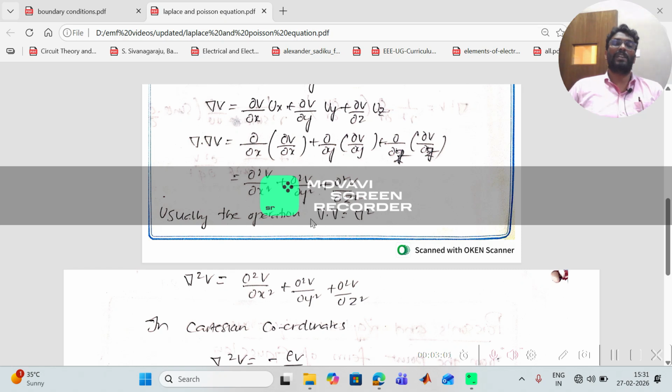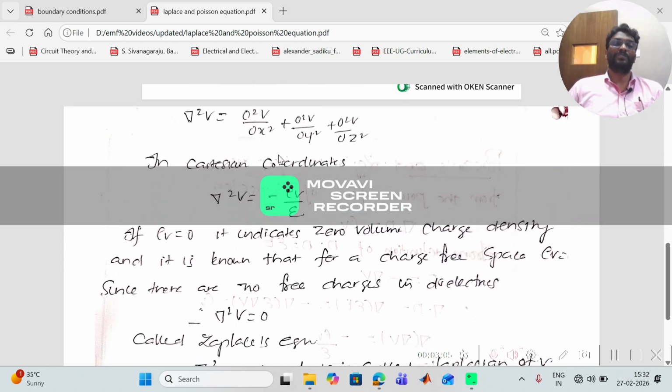Usually this operation del dot del is nothing but del square, so we can write del square V is equal to dou square V by dou x square plus dou square V by dou y square plus dou square V by dou z square. So in Cartesian coordinates we can say del square V is equal to minus rho v by epsilon.